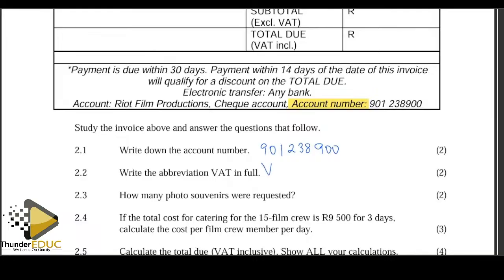Write the abbreviation VAT in full. We say V is for value. The A is for added. Then the T is tax.